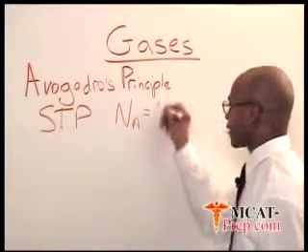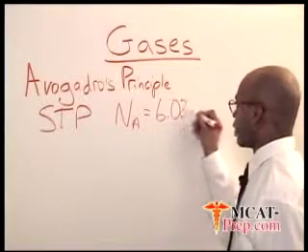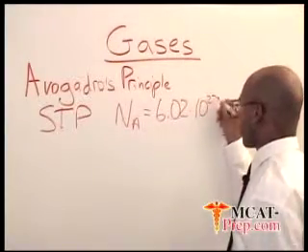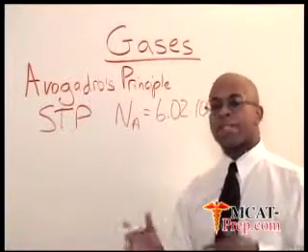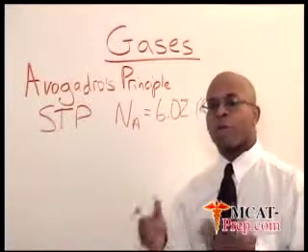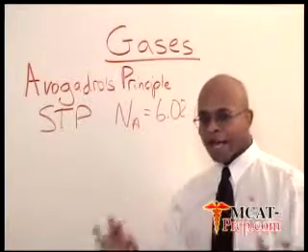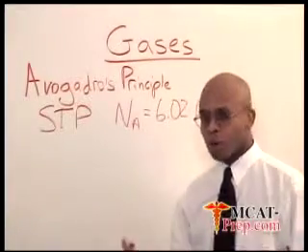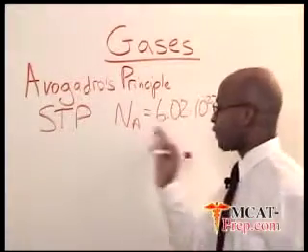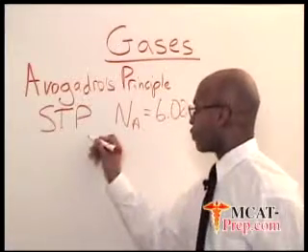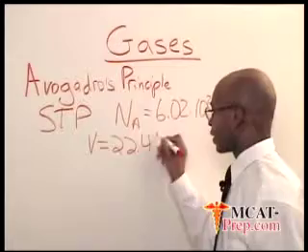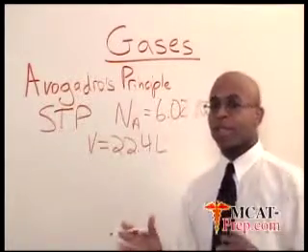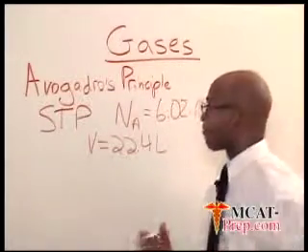Avogadro's number of particles is 6.02 times 10 to the 23rd. And that is the number of particles per mole, number of atoms or molecules per mole. That's Avogadro's number, and the volume associated with this is 22.4 liters. Certainly, these are numbers to memorize.